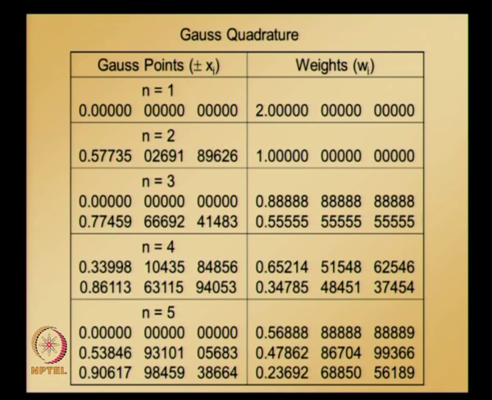So, that is how you can read this table. Now when n is equal to 3, there are 3 Gauss points. The first Gauss point is minus 0.77459 and the weight is 0.55555, the next Gauss point is 0 and the weight is 0.888, and the third Gauss point is 0.77459 and the corresponding weight is 0.555.